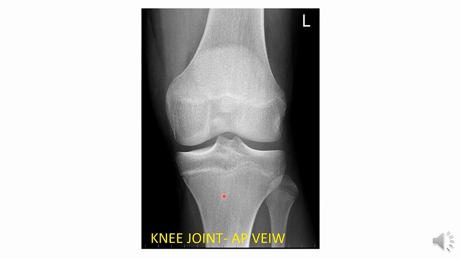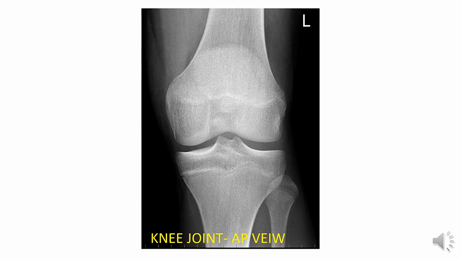The parts of the tibia, this is medial condyle of tibia, lateral condyle of tibia, and intercondylar area. This is the upper part of the shaft. In case of the fibula, this is the head of the fibula, neck of the fibula, upper part of the shaft. So this is an AP view of a knee joint.